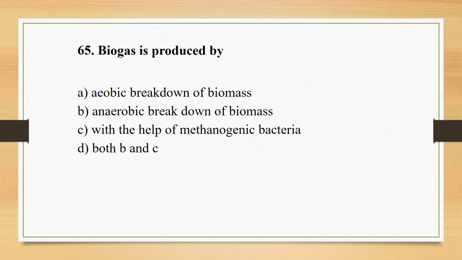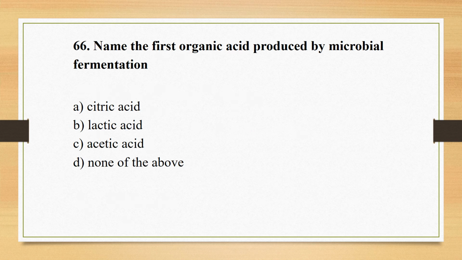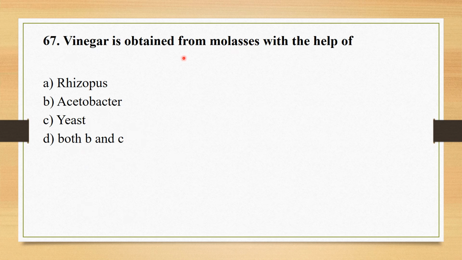Biogas is produced by both B and C, which are correct: anaerobic breakdown of biomass with the help of methanogenic bacteria. Name the first organic acid produced by microbial fermentation. It was lactic acid, produced by Lactobacillus bulgaricus. Vinegar is obtained from molasses with the help of both B and C. Acetobacter and yeast are used for vinegar formation.